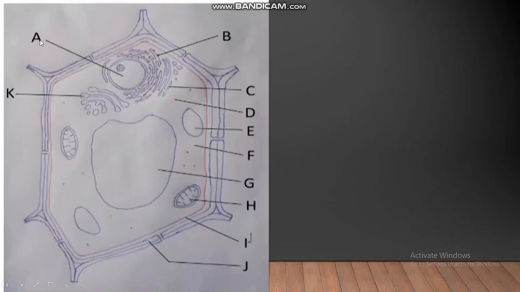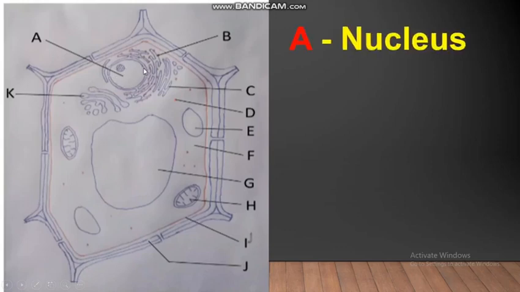We're going to start with identifying structure A right here. When you look at this structure, this is the nucleus. The function of the nucleus is to control all the activities of the cell. Apart from that, it contains chromosomes that are made of strings of DNA. So the two functions of the nucleus: number one, to control all cell activities; number two, to store the genetic materials. So I have answered for A.